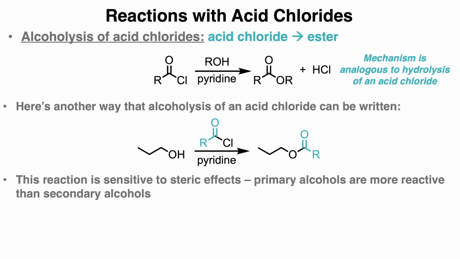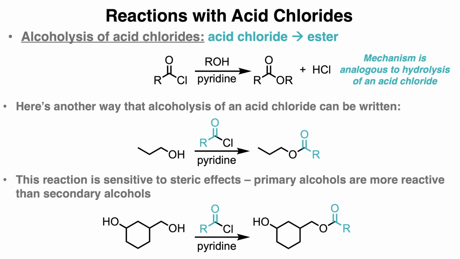Note that this reaction is sensitive to steric effects. Primary alcohols are more reactive than secondary alcohols. In the following example, the starting molecule contains both a secondary alcohol to the left and a primary alcohol to the right. When this molecule reacts with an acid chloride, it will selectively attack only the primary alcohol, which is less sterically hindered, in order to form an ester, while the secondary alcohol on the left actually remains untouched.